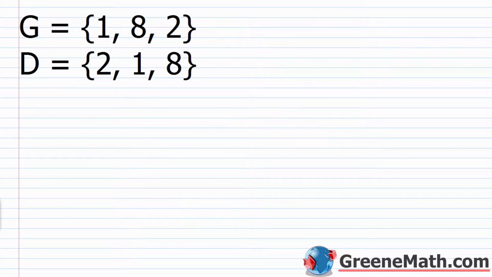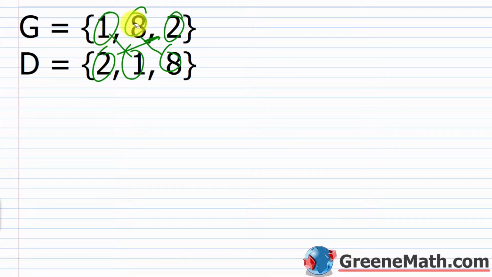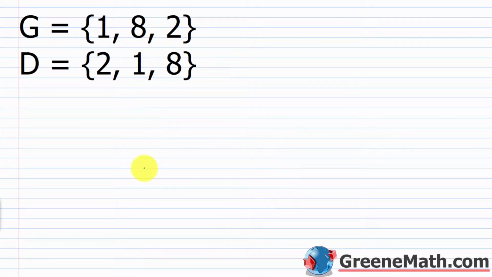Now, if 2 sets are equal, meaning they have exactly the same elements, they're known as improper subsets of each other. So in this example, we have G, which has 1, 8, and 2, and D, which has 2, 1, and 8. These 2 sets are equal to each other because they have the same elements. 2 and 2, 8 and 8, 1 and 1. So the exact same elements, so they are equal. So we can say they are improper subsets of each other. So we show that by saying G is an improper subset. You see that little bar?